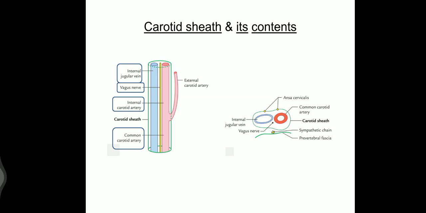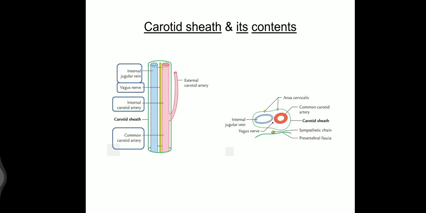This is just a diagram to have an idea before getting into the detail. The green line is the carotid sheath, and the blue is the internal jugular vein. Then we have the common carotid artery and internal carotid artery. In the middle, the external carotid artery emerges out to supply the external area of the head and neck region.